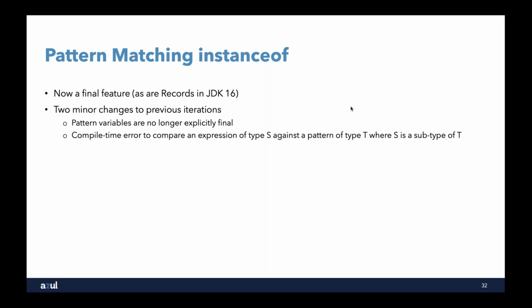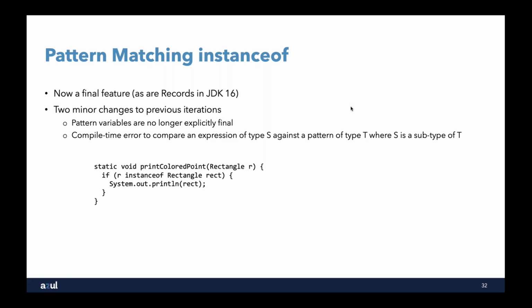Second thing was they said that it was a compile time error to compare an expression of type S against a pattern of type T, where S is a subtype of T. You have to read that a couple of times to understand what it actually means because of the way it's worded. So I'll just show you an example to explain that slightly more easily. I've got a method called printColorPoint. It takes a Rectangle r. I've then, within that, said if r is an instance of Rectangle, use pattern matching instanceof and assign it to the variable rect, and then print out whatever rect is.